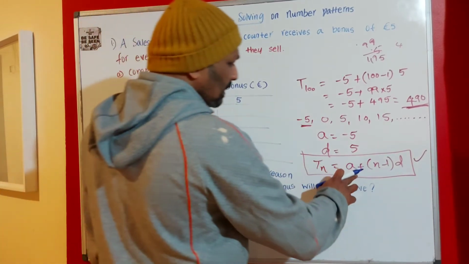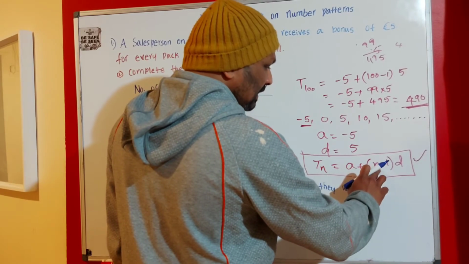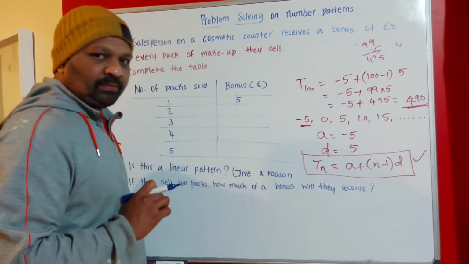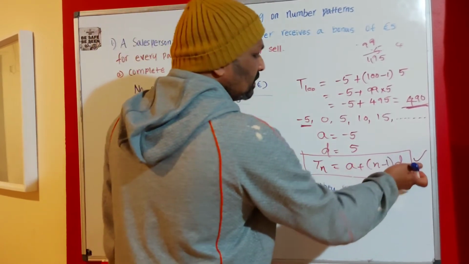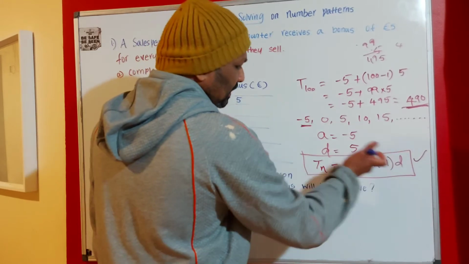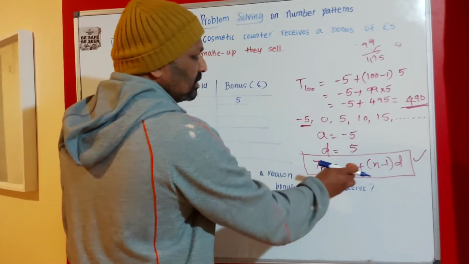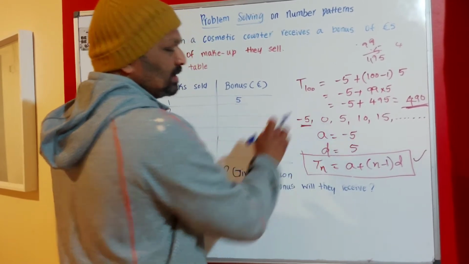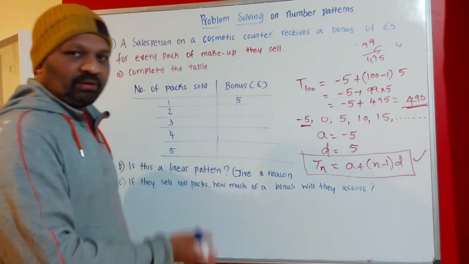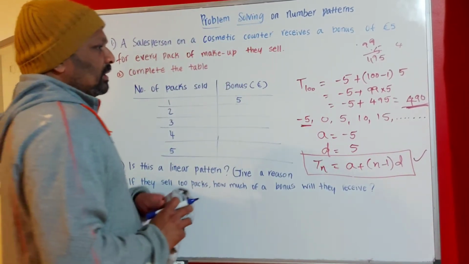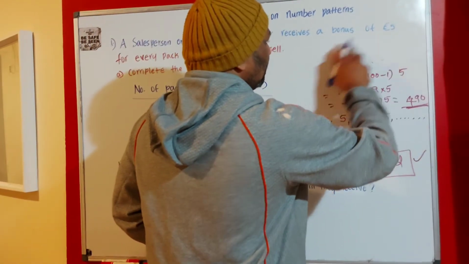Keep the same thing in this formula. A, what is a? Minus 5, plus, what is n here? Because you wanted to know the first term, you should place n as 1. 1 minus 1 is 0. 0 into d, d of course is 5, but 0 into 5 is 0. What is a here? A is minus 5. So you got T1 as minus 5. That's how you can simply verify whether this formula is correct or not. Alright, so that's some introduction about the arithmetic series.